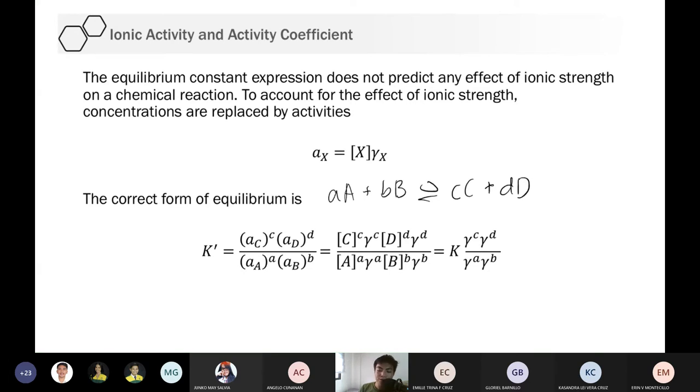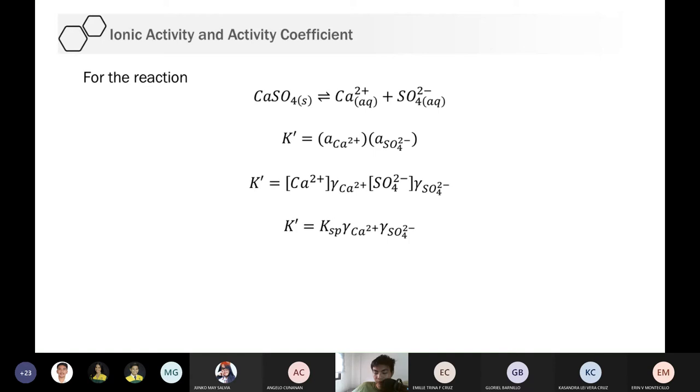Okay? So, suppose yung ating equation kanina, yung calcium sulfate, we can write the equilibrium expression, yung generic equilibrium expression ay KSP, concentration ng calcium ion times sulfate ion. So, ito yung generic equation na ginagawa natin last time. But, today, we learned that kulang to. It doesn't account for the ionic activities. No. So we now write it as K prime equals the activity of calcium and the activity of sulfate.